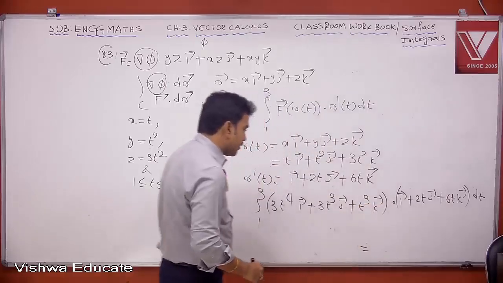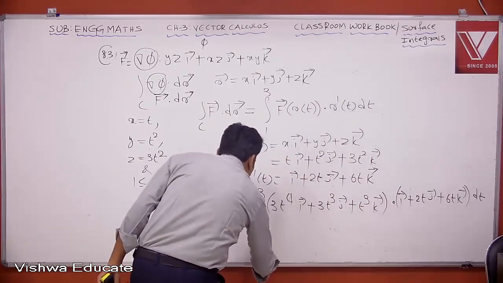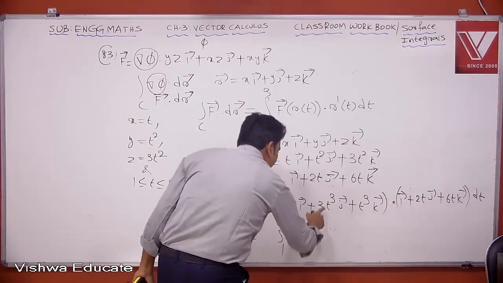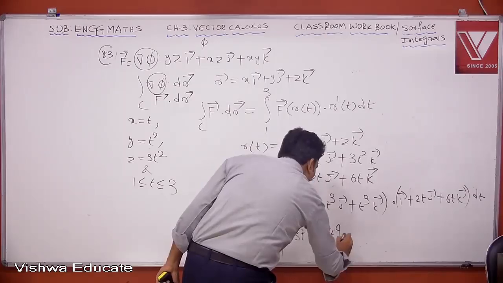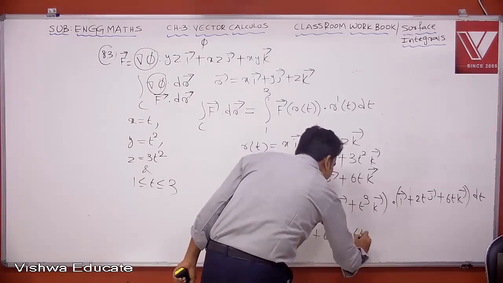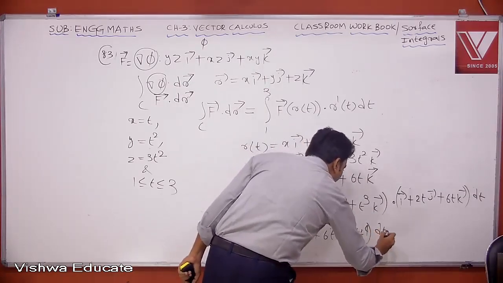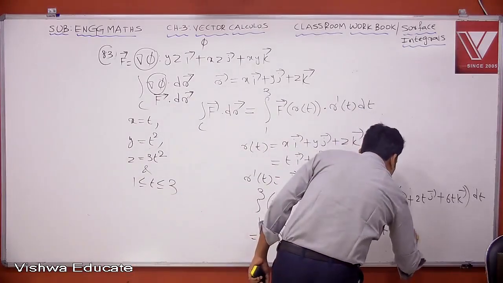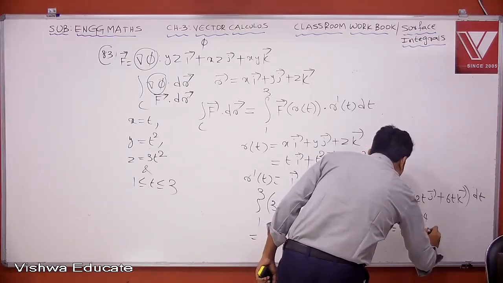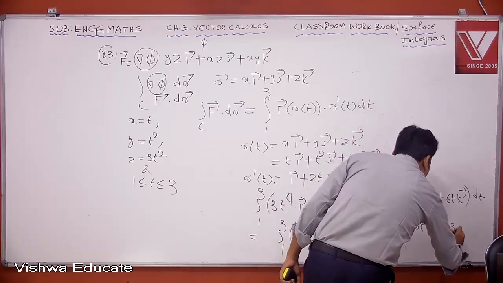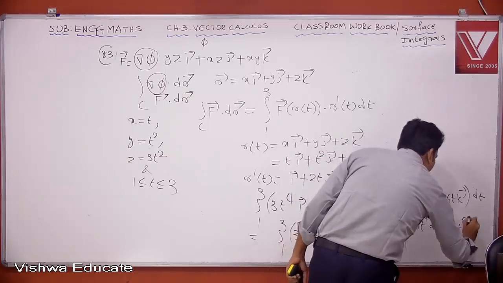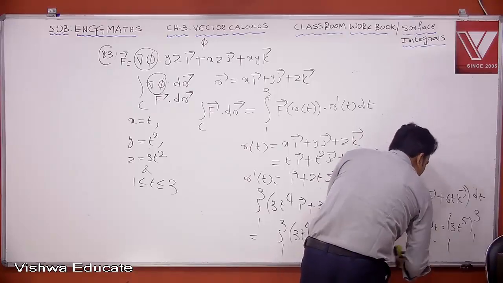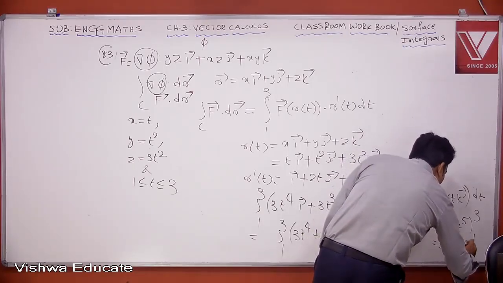Now this is a dot product. When you simplify this, this becomes the integral 1 to 3 of 3t power 4 into 1, 3t power 4, plus 3t cube into 2t, 6t power 4, plus t cube into 6t, 6t power 4, dt. Now we got a scalar in the variable t. Now add this, you will get 15t power 4. So this is the integral 1 to 3 of 15t power 4 dt. Now this is nothing but 3t power 5, limits are from 1 to 3. So 3 into apply the limits, this becomes 3 times 3 power 5 minus 1.